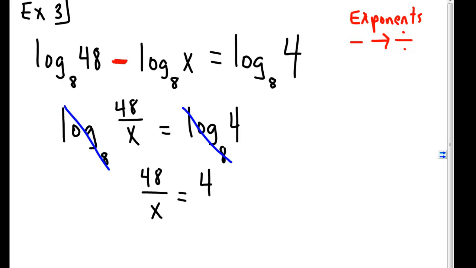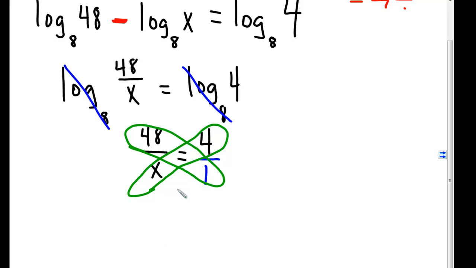Now bring back some middle school math. This is 4 over 1. We cross multiply. 48 times 1 is 48 is equal to 4x. Divide by 4, and x is equal to 12.